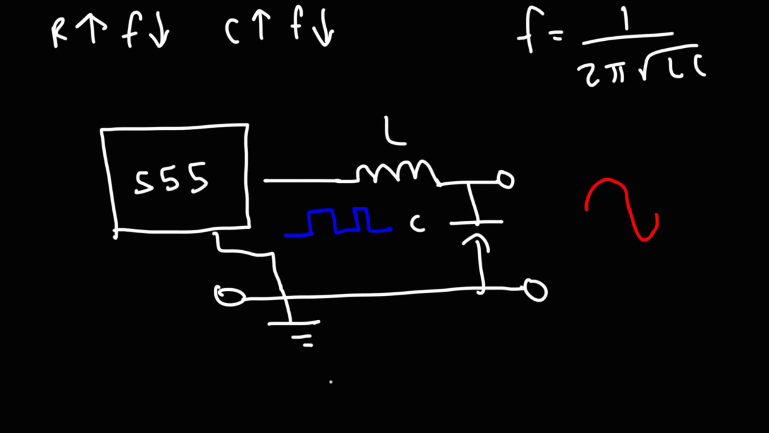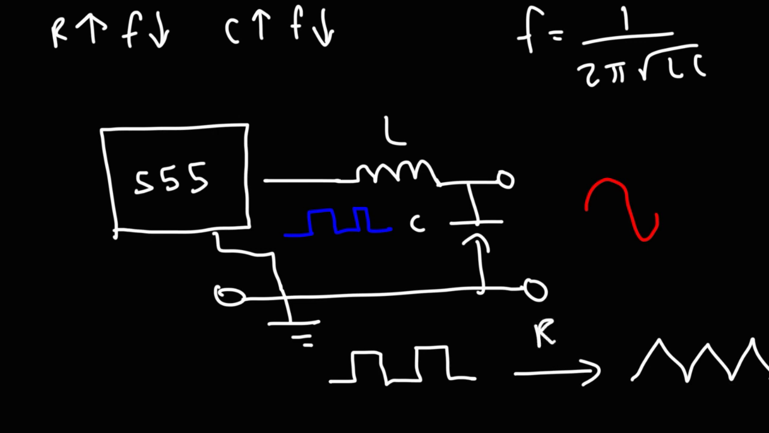You can also convert a square wave into a triangular wave using an RC network. And of course, you need the appropriate values for that to work as well. So with the 555 timer, you can make a square wave, you can make a sine wave, or you can make a triangle wave with that circuit.